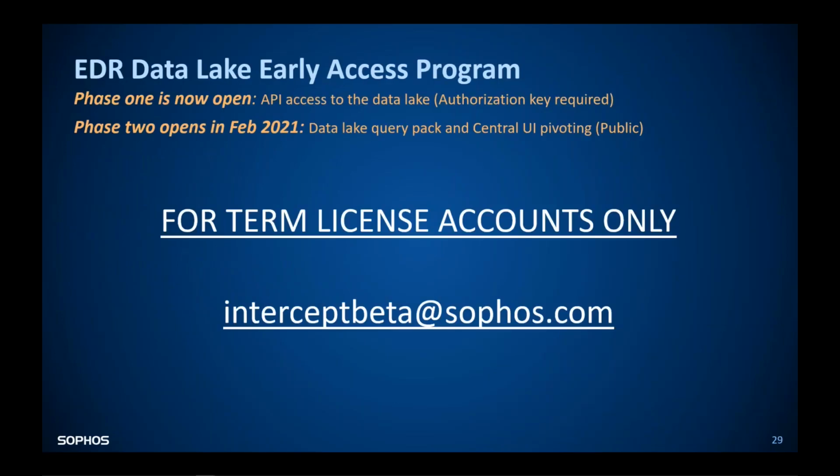And this is, if you do have an account that's a term license, you can send us an email at interceptbeta@sophos.com, and we can get you involved in the data lake early access program, which is right now API access to the data lake. And then this goes public. You won't need to email us at that point in February. You'll see it light up in the console.